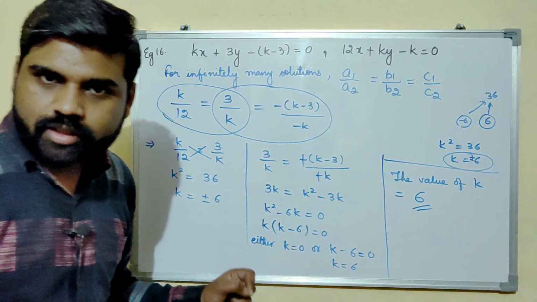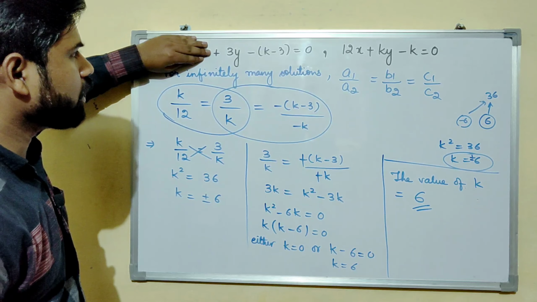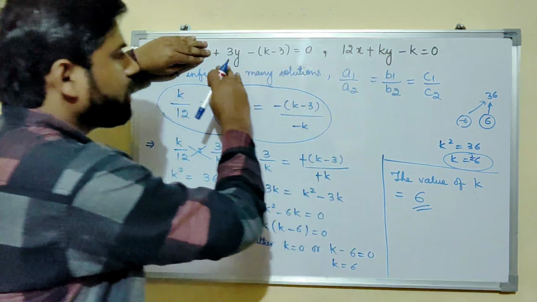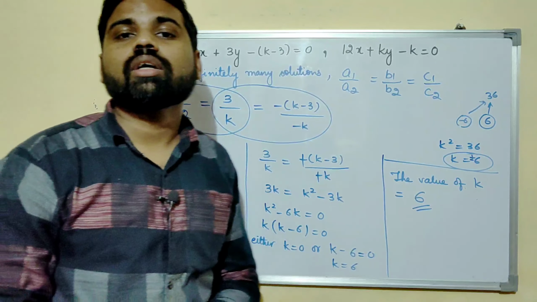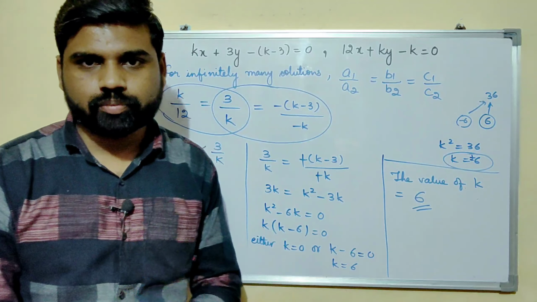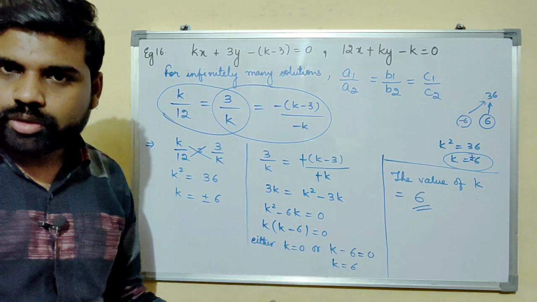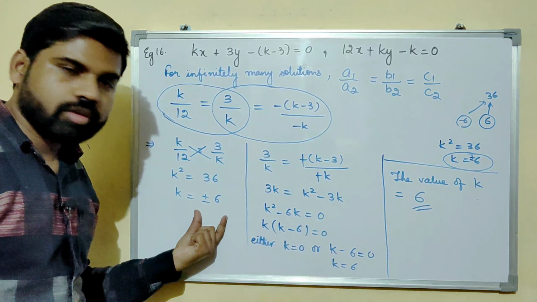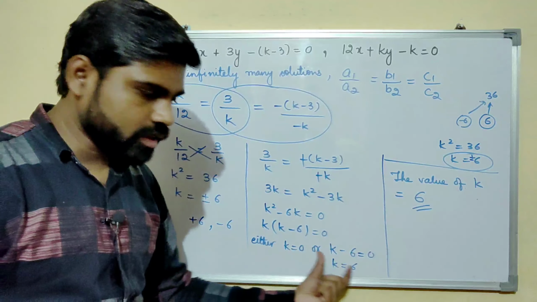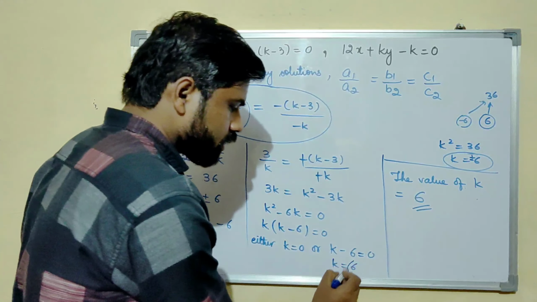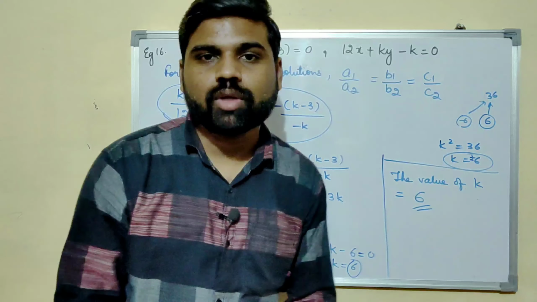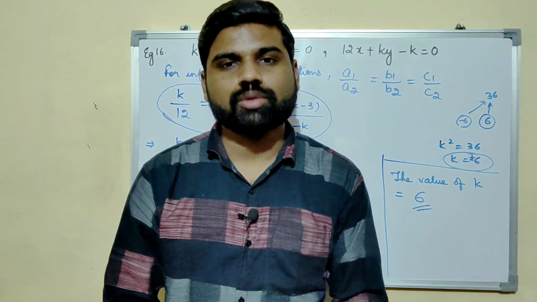Why? If the value of k is 0, that means this term will vanish in the first equation and this term will vanish in the second equation. Now the equation will not be a linear equation in two variables. It will be converted into a linear equation in one variable. So the common solution will be our answer. From here we are getting plus 6 and minus 6, from here we are getting 0 and 6. The common solution is plus 6. So the value of k will be 6, so that these two equations will have infinitely many solutions.